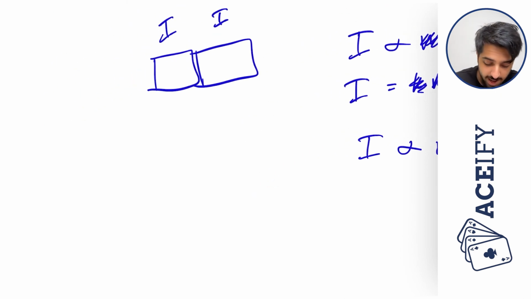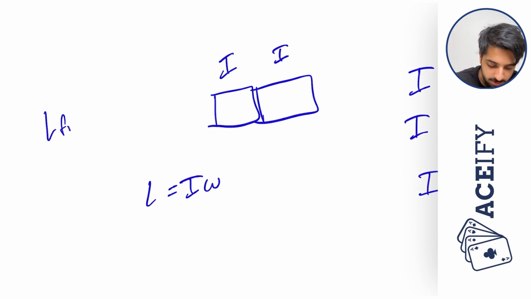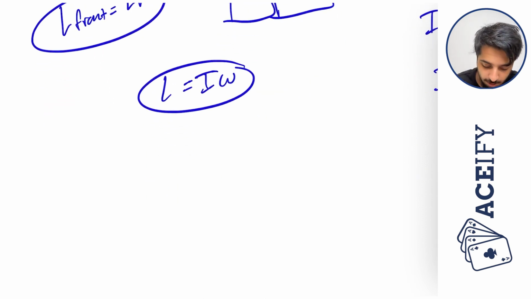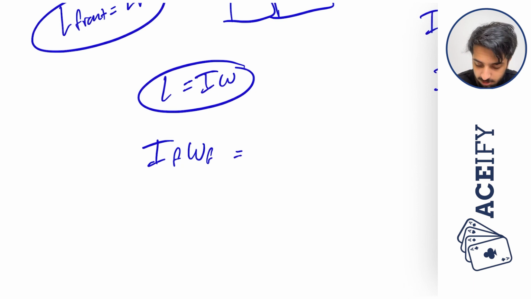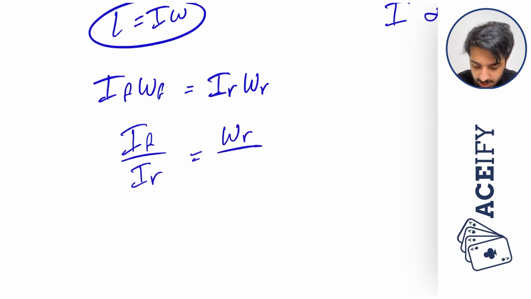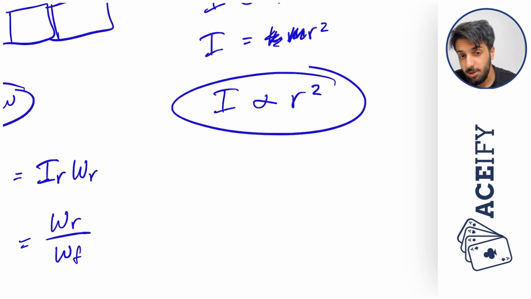Now what we also know is that angular momentum is equal to I omega, and as we know that the angular momentum of the front is equal to the angular momentum of the rear, right? And so because of this, we can rewrite this equation as the rotational inertia of the front times the angular velocity of the front is equal to the rotational inertia of the rear times the angular velocity of the rear. Now, through some rearranging, we can say that the rotational inertia of the front divided by the rotational inertia of the rear is equal to the angular velocity of the rear divided by the angular velocity of the front. Now, this is where this equation comes quite handy.